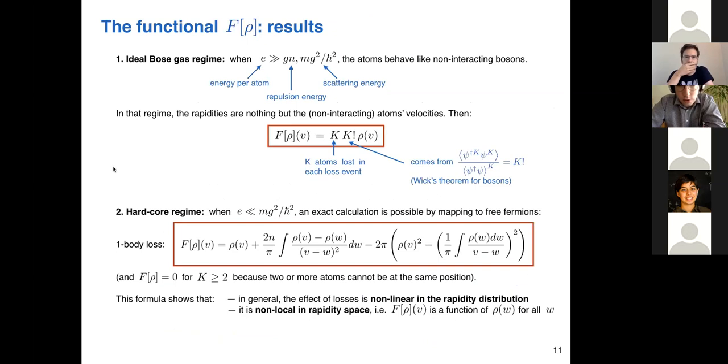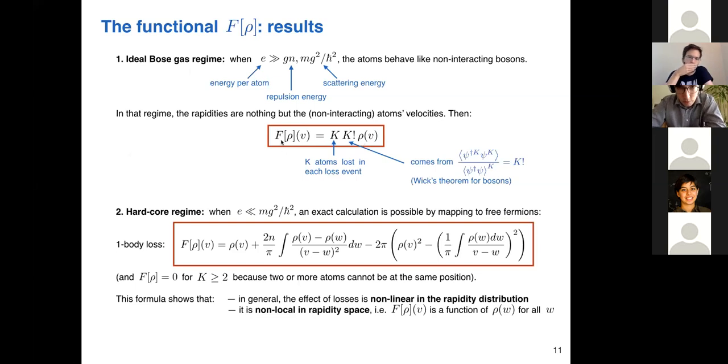So we were able to do it so far only in the two easy asymptotic regimes where the gas maps to a gas of non-interacting particles. First, the regime where we have essentially free bosons. When the energy per atom is much larger than the repulsion energy and the scattering energy, the atoms behave like free bosons. In that case, it's very easy to see that the functional f is just proportional to rho directly. That's simply because you have non-interacting particles.